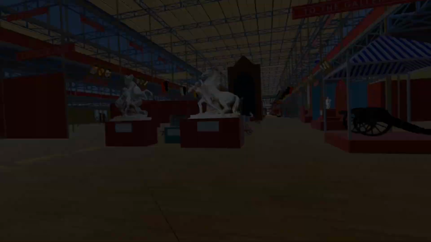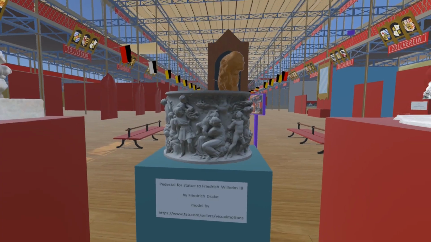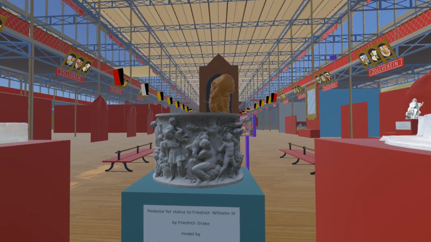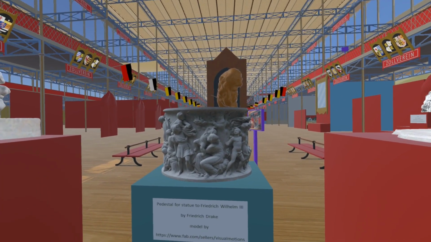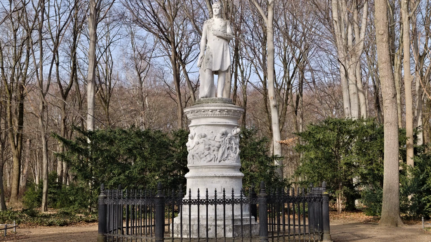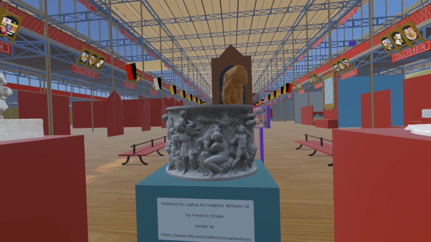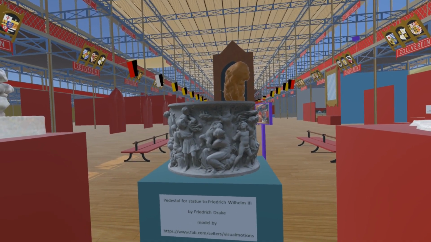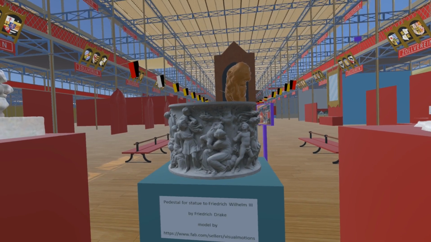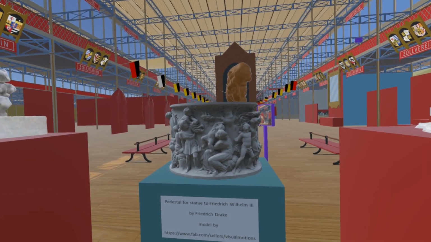Passing between the two horses we reach the newly added pedestal for the statue to Friedrich Wilhelm III by Friedrich Drake. The actual pedestal and statue was erected in Berlin's Tiergarten Park in 1849, where it remains to this day, and from which this model was generated. The model at the exhibition was half-size, and we assume was a prototype created when designing the statue.